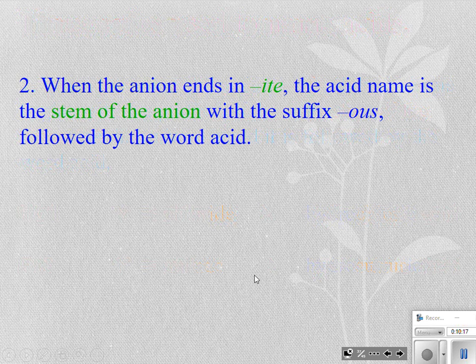Here is the second acid rule. When the anion ends in ITE, the acid name is the stem of the anion with the suffix OUS followed by the word acid.